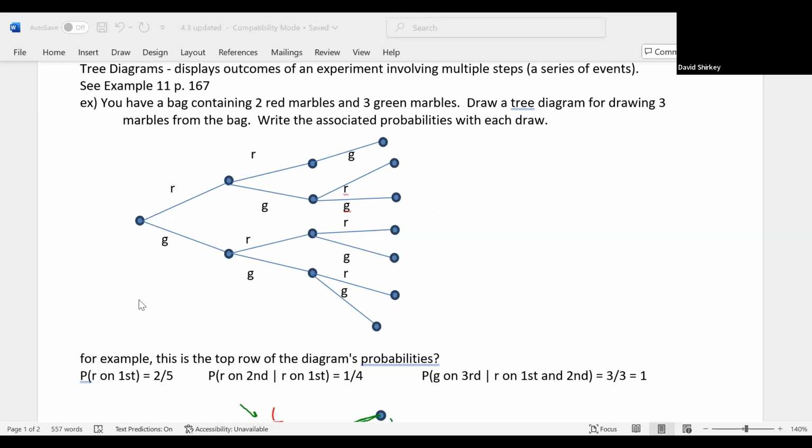So for example, here's the top row of the diagram's probabilities. Here's the probability you're given red on a first draw. It's going to be 2 out of 5. The probability you get a red on the second draw, given that you got a red on the first draw, that's this right here, is 1 over 4. Okay? And then the probability of green on the third draw, given red on the first and second, is 3 out of 3, 3 over 3, which is 1.